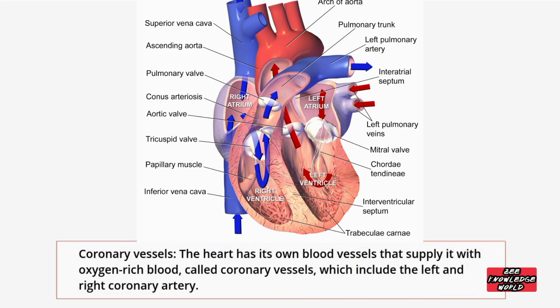Coronary vessels. The heart has its own blood vessels that supply it with oxygen-rich blood, called coronary vessels, which include the left and right coronary artery.